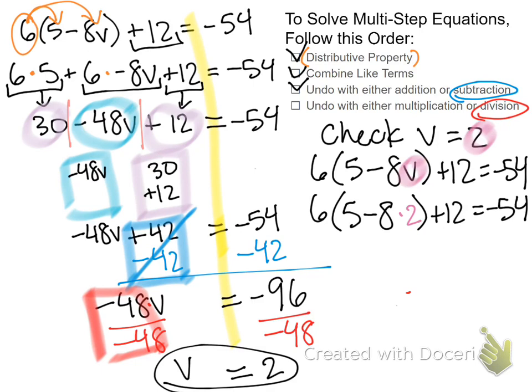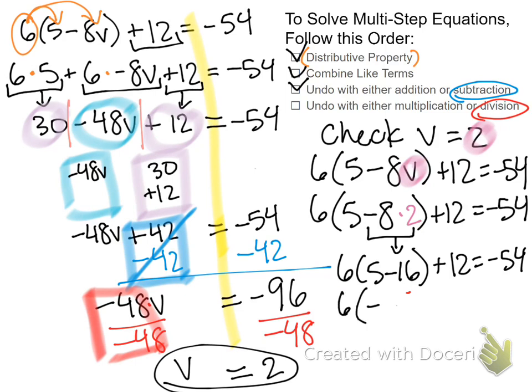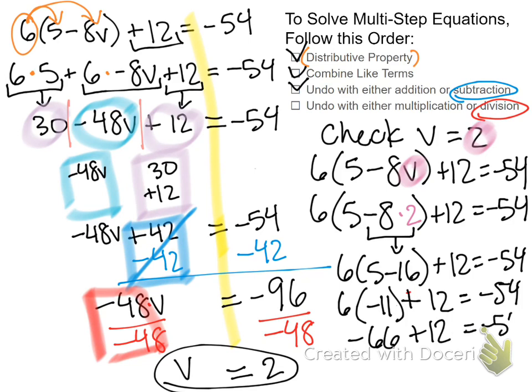Now we're going to do some order of operations. So inside the parentheses, we have this multiplication that gives me 5 minus 16 plus 12 equals negative 54. 5 minus 16 is negative 11 plus 12 equals negative 54. 6 times negative 11 is negative 66 plus 12 equals negative 54. And if I do negative 66 plus 12, I will get negative 54 on both sides.